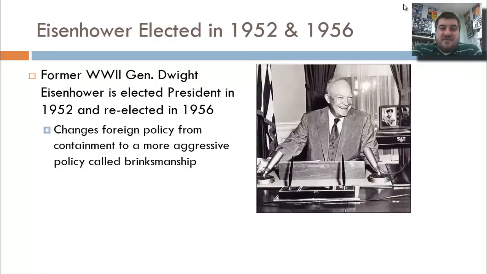Our new president, after the Truman debacles in Korea, and even though Truman would not have been able to run again with the passage of the 22nd Amendment, which finally limits a president to 2 terms, Roosevelt was the only person who did more than 2 terms. So Eisenhower is elected in 1952 and 1956. He's the Supreme Allied Commander of the Allied forces in Europe during World War II. And he changes our foreign policy from containment to a more aggressive policy called brinksmanship.